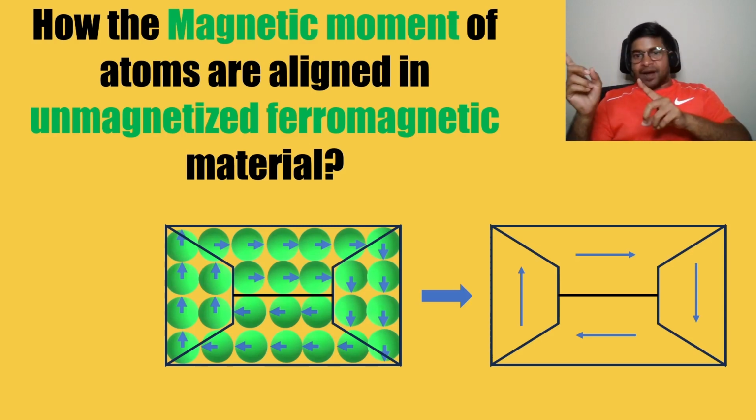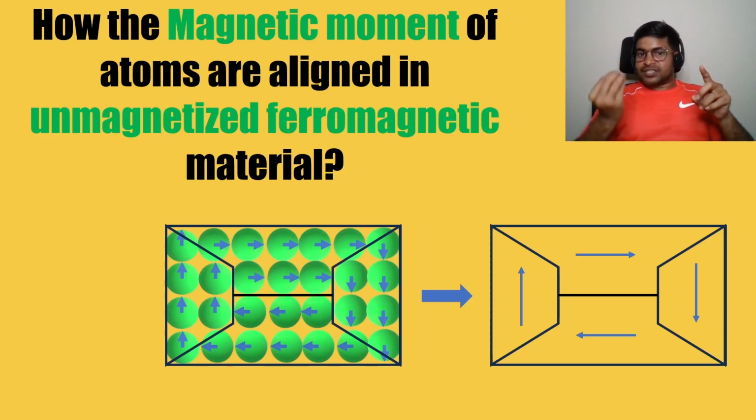Now in the next part, I am going to discuss the intrinsic property of permanent magnet material, which is magnetic moment per unit volume.